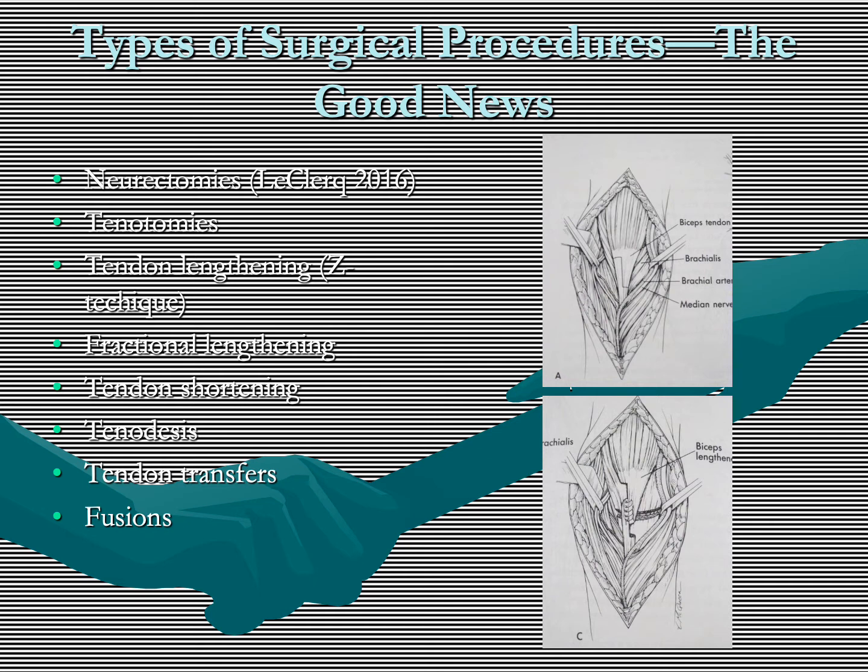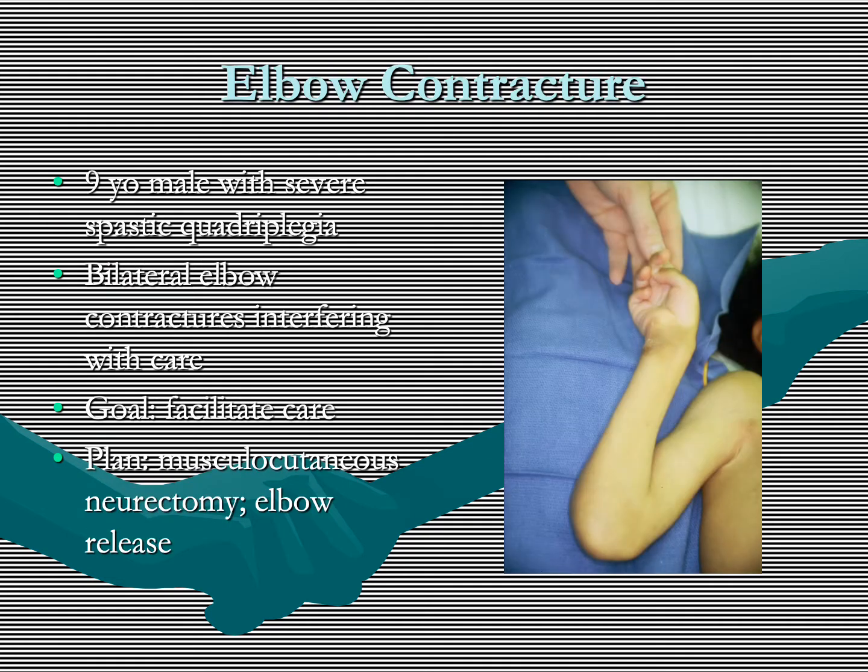The good news from the literature in the field of hand surgery for this problem is that there are many different types of operations that can be offered to patients with this disorder. These include neurectomies, tenotomies, tendon lengthenings like the Z-plasty lengthening that you see here, fractional lengthenings that I'll discuss more in a little while, tendon shortenings, tenodesis, tendon transfers, and if none of these other procedures work, when patients get close to skeletal maturity, you can consider fusions. So I'd like to take you on a trip through the upper extremity.